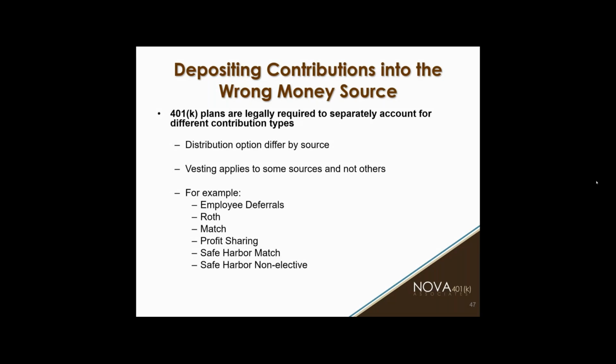And sometimes we do have clients that make errors and they start commingling money, or they put it in the wrong type of source. The vesting can be different on all of these as well, right? Employee money is always 100% vested. Match might be subject to a vesting schedule, so you just don't want to be commingling.